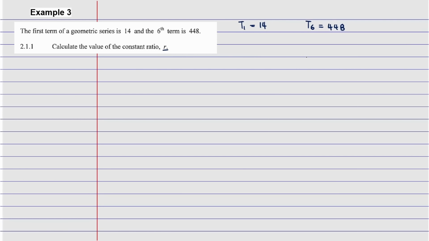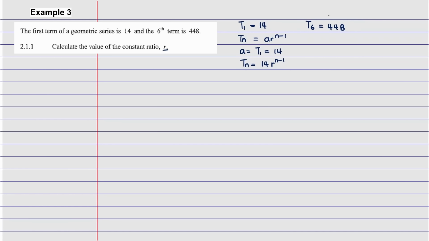So here, what can we use? We can use Tn to solve for R, because Tn already has R in it. We know that Tn is equal to AR to the power n minus 1. We know that A is equal to T1, therefore A is equal to 14. So let's substitute that. Tn is equal to 14 times R to the power n minus 1, right?